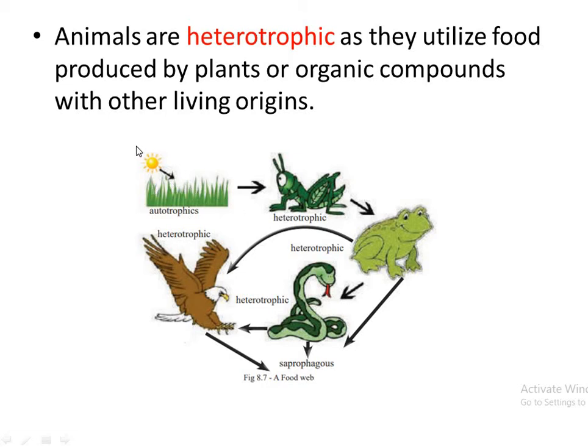So sunlight is touching the grass, which produces its own food by itself, and hence it's autotrophic. The grasshopper eats the grass, so it's heterotrophic because it's depending on the autotrophic organism for its food, for its energy. And then this heterotrophic organism is eaten by the frog, which is eaten by the eagle. The frog can also be eaten by the snake, and like that the food web will keep on continuing.